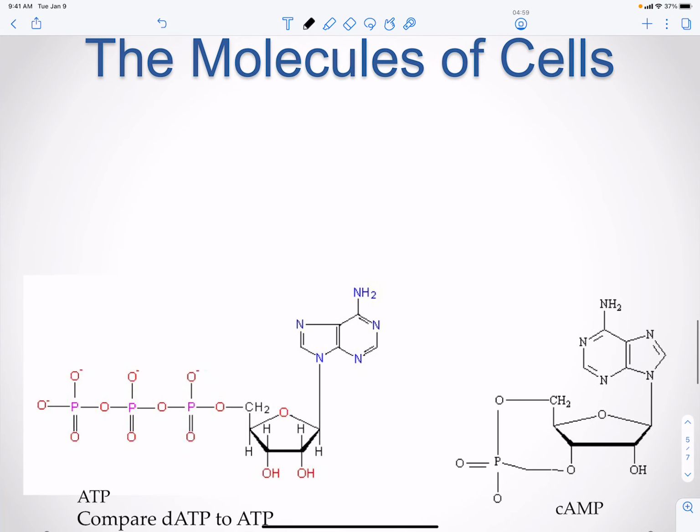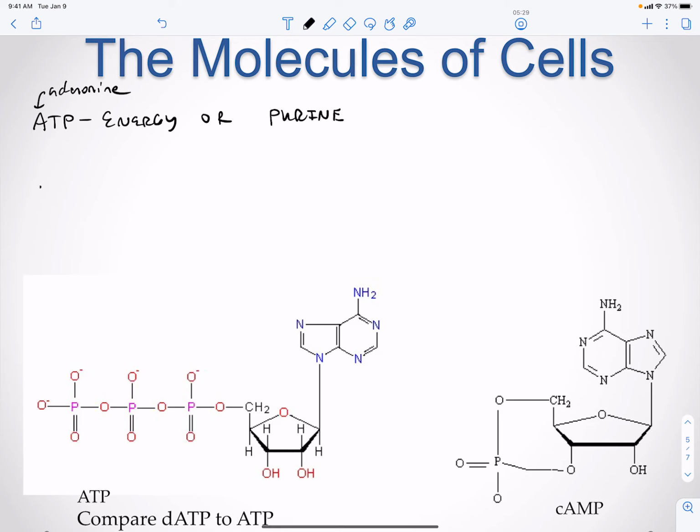All right, so some important molecules in the cell, of course, is going to be ATP, which is going to be the principal form of chemical energy. It has a purine. The adenine is the A. So the adenine, which makes up DNA and RNA, actually is the same one that makes up ATP.